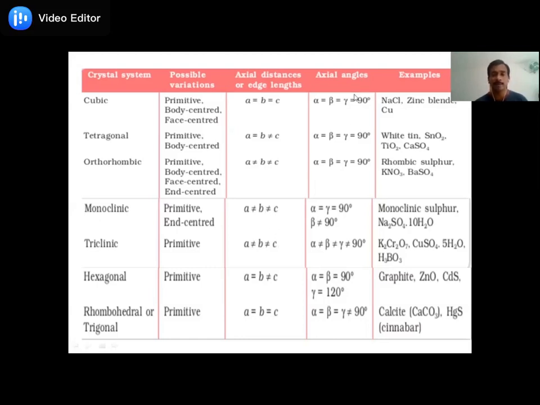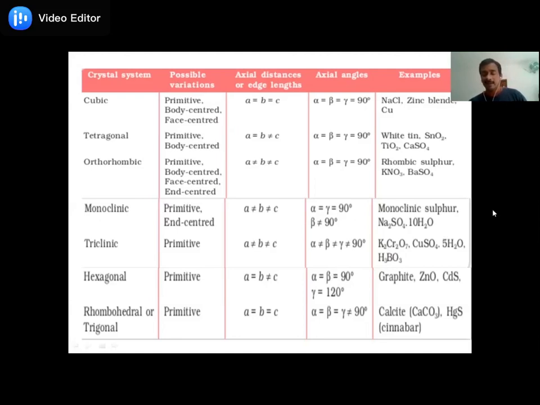In the case of angles, the first three: alpha equal to beta equal to gamma equal to 90. The fourth: alpha equal to gamma equal to 90, but beta not equal to 90. Fifth: alpha not equal to beta not equal to gamma not equal to 90. Sixth: alpha and beta equal to 90, gamma 120. The last: alpha, beta and gamma are equal, but not equal to 90. These are the 7 crystal systems. This portion, possible variations, I didn't mention anything about.